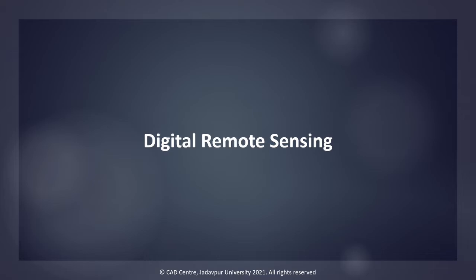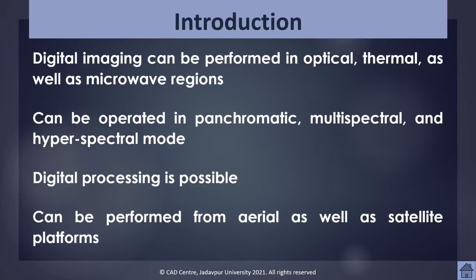Digital remote sensing. Digital remote sensing has several advantages over photographic remote sensing. Photographic imaging can be performed within the optical region, especially the photographic region of the electromagnetic spectrum.